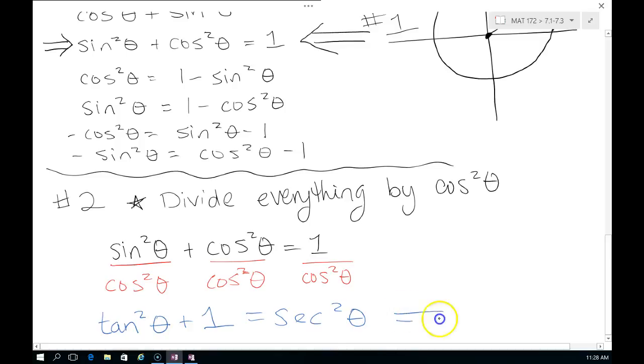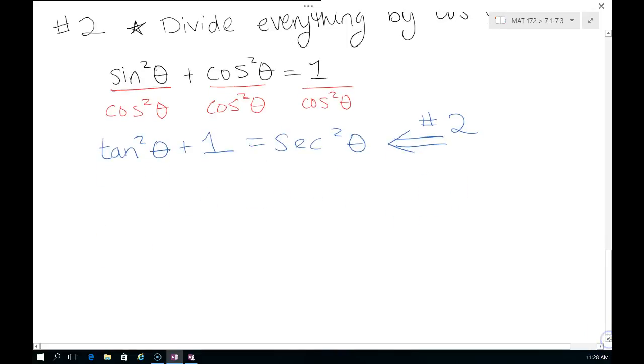That is Pythagorean identity number 2. And again, if we need to, we can rewrite those terms in all different ways. Right now it's tan squared plus 1 equals secant squared. We can change the order of the addition.